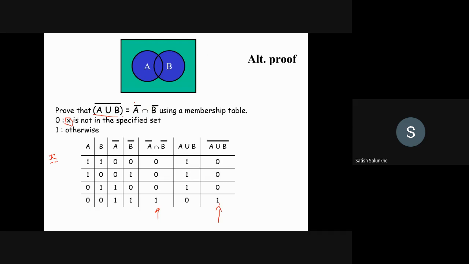So is it clear or not? Let me know in the chat box quickly. Any questions? If it is clear, mention yes. If any questions, please let me know. I'm waiting for the response from all the students. Please respond quickly. All right. If there are no questions, let us proceed ahead.